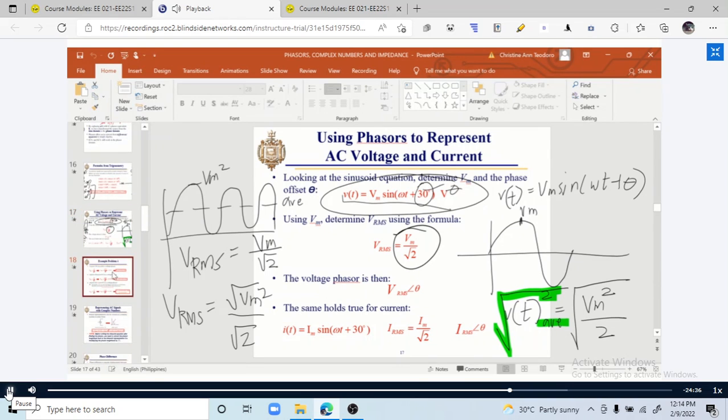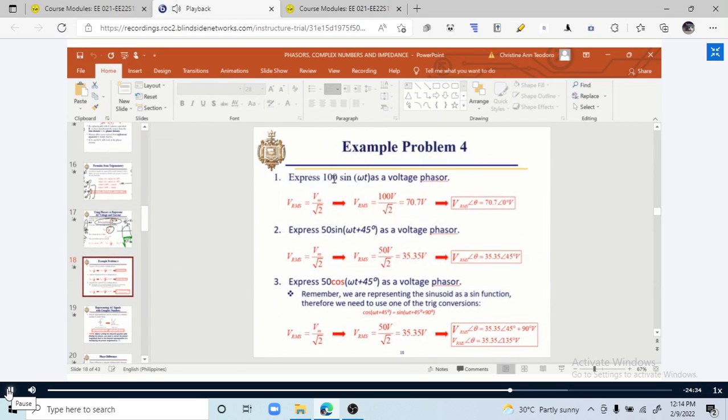In order for you to understand it in a deeper sense, let us have these examples. Express 100 sine omega t as a voltage phasor. So 100 sine omega t is in what format? What do we call that format? 100 sine omega t.